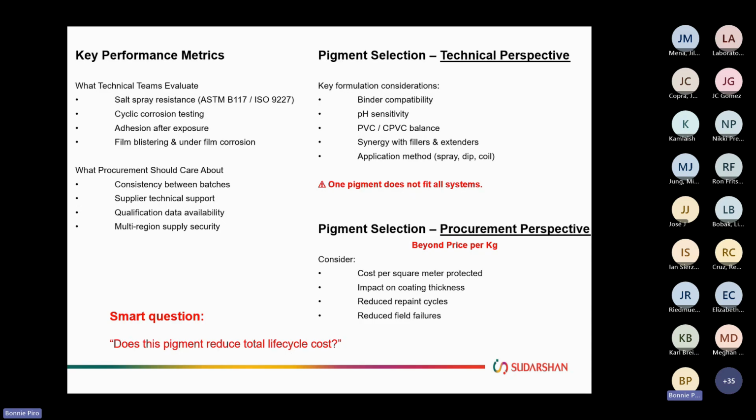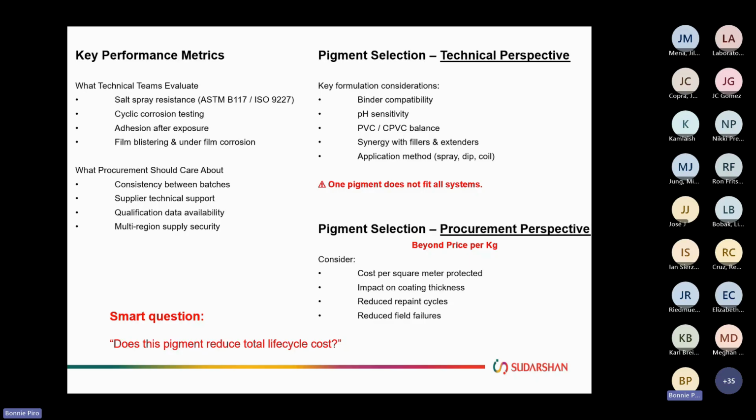And you've probably heard me say this more than once, but it's always good to remind everybody that one pigment does not fit all systems. So we need to match up the right product for your system and application. From the procurement side, there's other things to consider beyond the price. How much cost per square meter being protected do you get from the pigment choice?